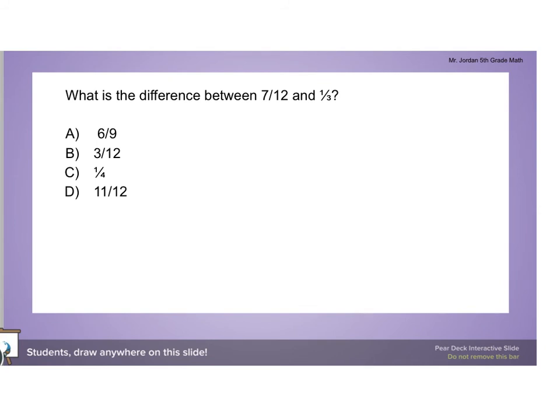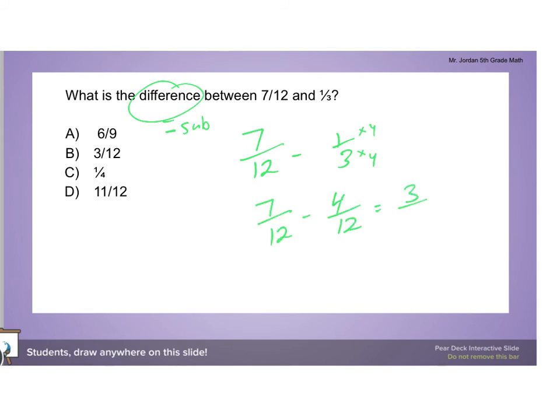What is the difference between 7/12 and 1/3? Again, you need to look for common denominators. Difference is subtracting. So subtract 1/3. You can multiply 1/3 by 4/4 to get an equivalent fraction of 4/12. 7/12 subtract 4/12 is 3/12.